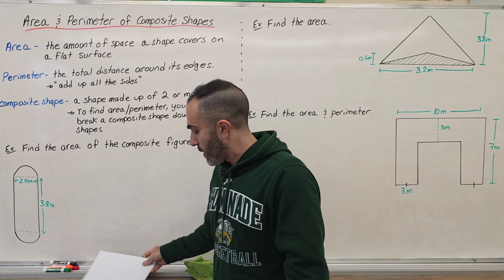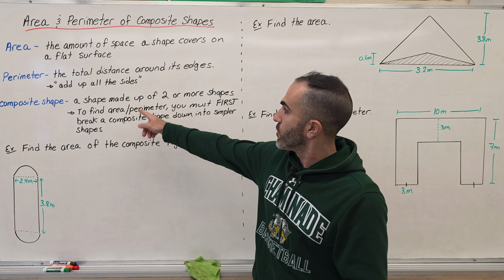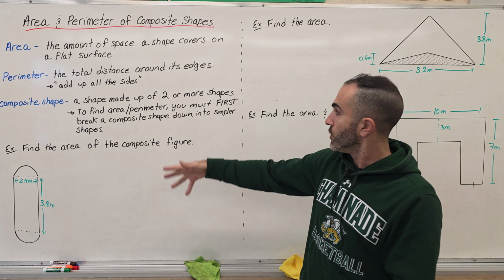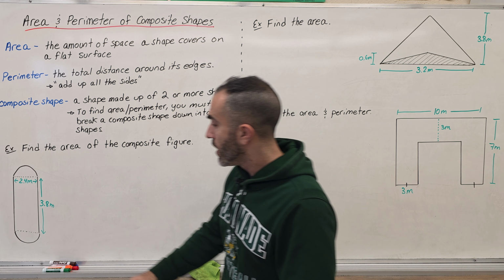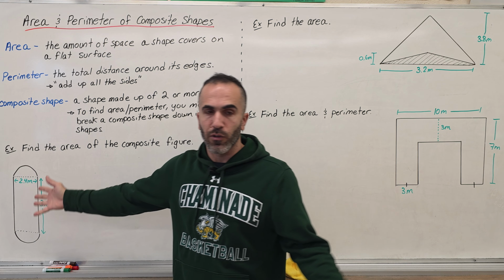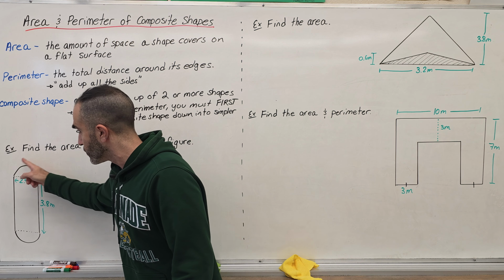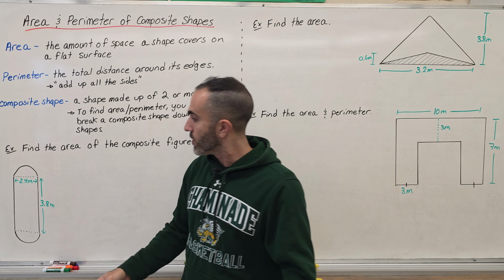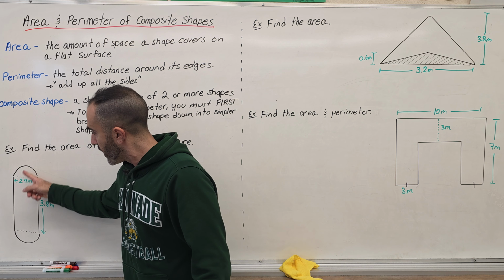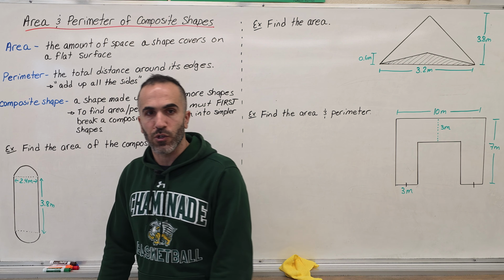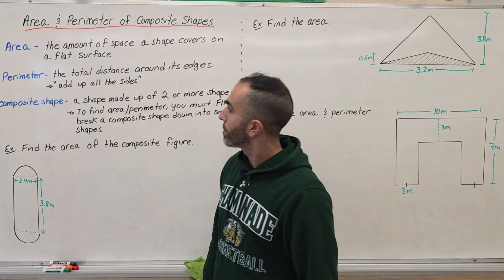Okay, what is a composite shape? That's what this section is about. It's a shape made up of two or more shapes. So you can see on this board, there's a bunch of composite shapes. For instance, the soccer field on the back, or the football field, whatever you want to call it, with a track that goes around it. This is a composite shape. It is a rectangle made up of also two semicircles, or one circle.